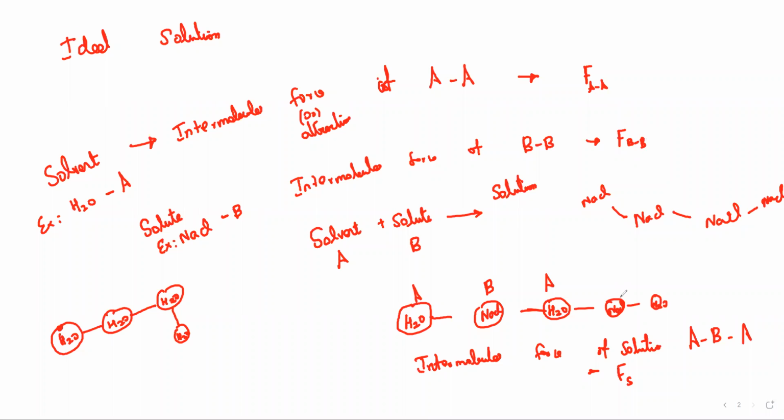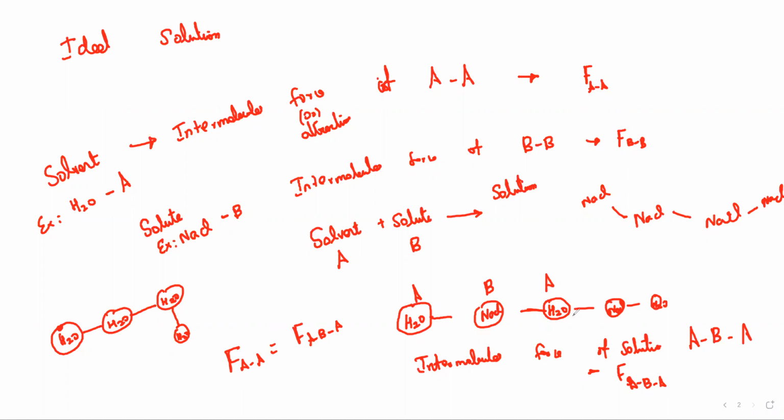Here it is F B to B. Here it is F A to B, B to A. If all these three are equal, or F A to A is equal to, that is, the intermolecular force of the solvent is equal to the intermolecular force of the solution. If adding sodium chloride doesn't disturb the intermolecular force of the existing solvent.